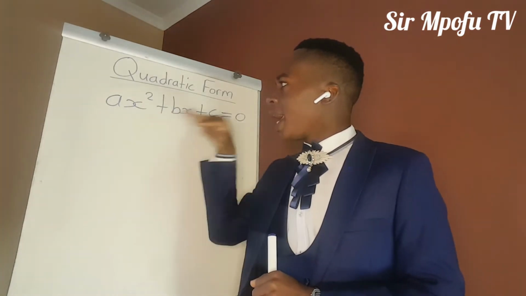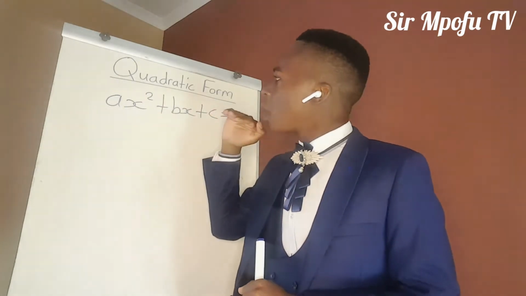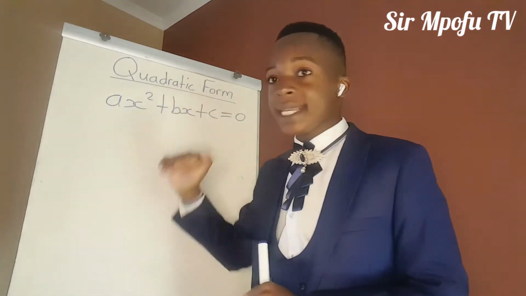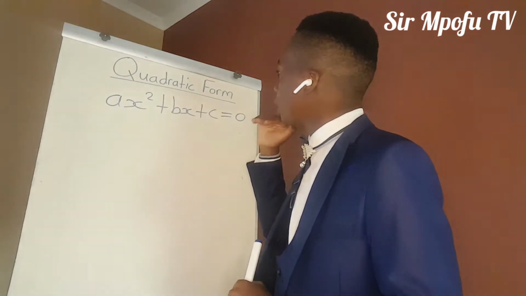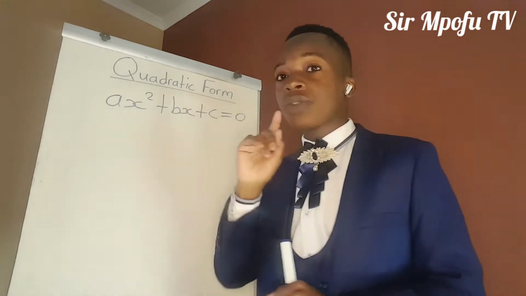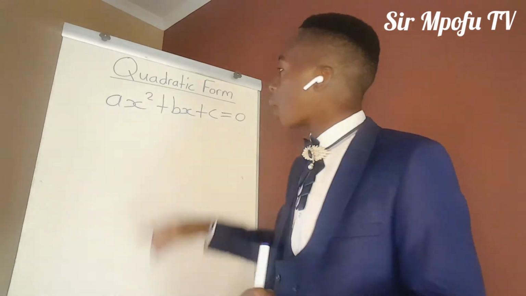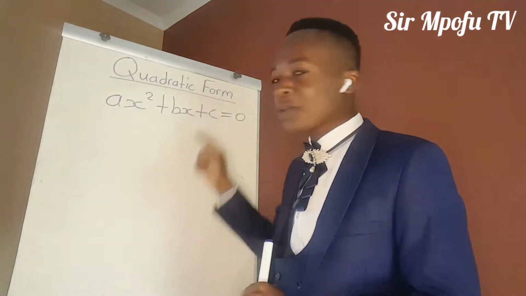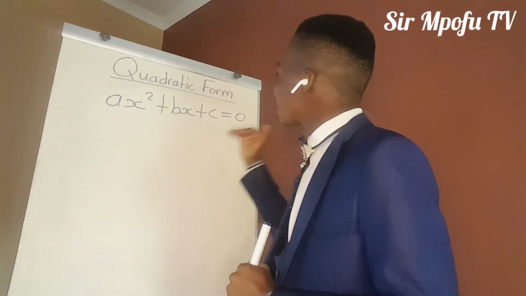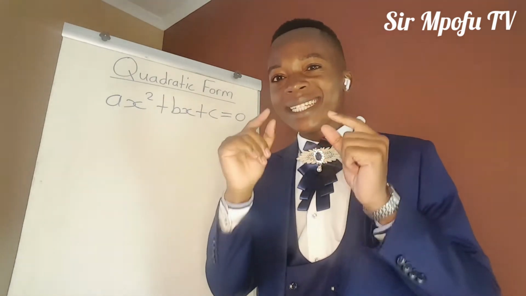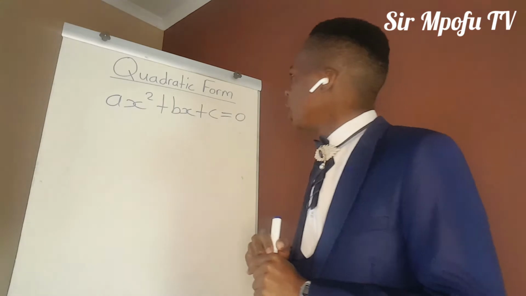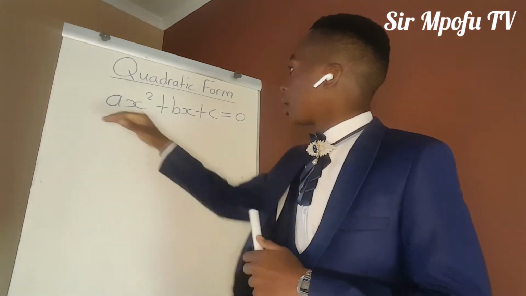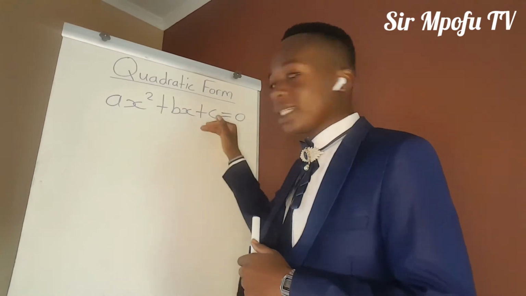It's very simple. As you can see, your A, it is the coefficient of the quadratic term, the term that will be having 2 as its power. And B, it is the coefficient of the term that will be having 1 as its power. If there is nothing as a power, automatically it means x is to the power 1. Then C is the constant term. Now let us do examples for you to be able to identify the A, B, and C.